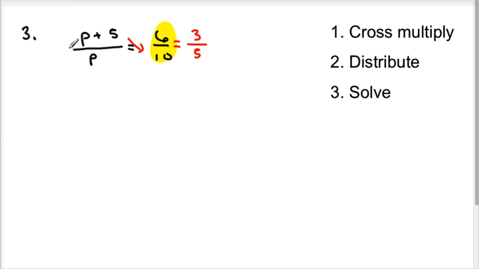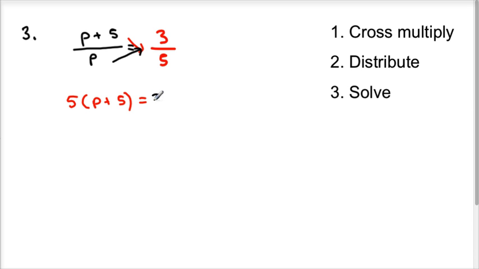So let's say that this is going to be equal to 3/5 rather than 6/10, and that'll make the math just a little bit easier for us here. So now let's cross multiply again. So we got 5 times the quantity p plus 5 equals, now this time we have p times 3, and we get 3p. And that gives us variables on both sides.